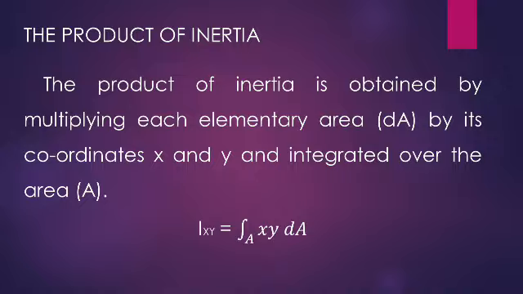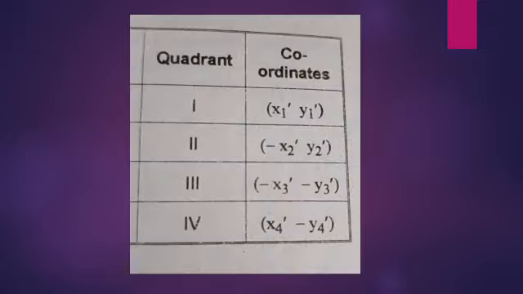So how do we obtain the product of inertia? We obtain the product of inertia by multiplying. Product represents multiplication. Therefore, we multiply the elementary area dA by its coordinates x and y. Therefore, in product of inertia, we want to know the coordinates.